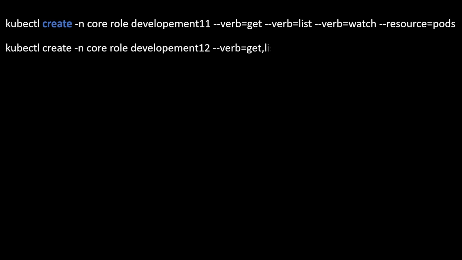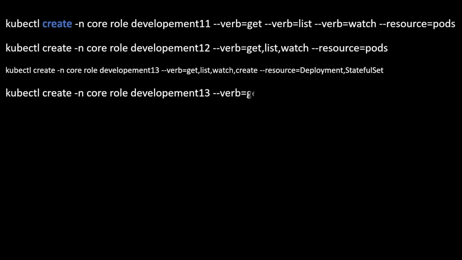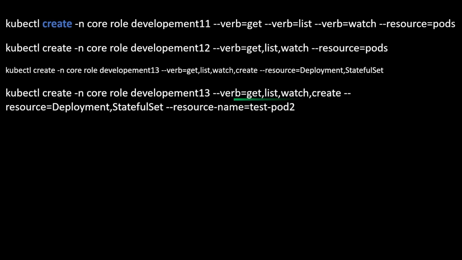In the next command, we can also club verbs separated by commas. In the third command, we can mention different resources separated by commas. I'm just going to show you the different ways you can use the command line. After that, we can also define the resource name here. So test-pod2 is my resource name here.